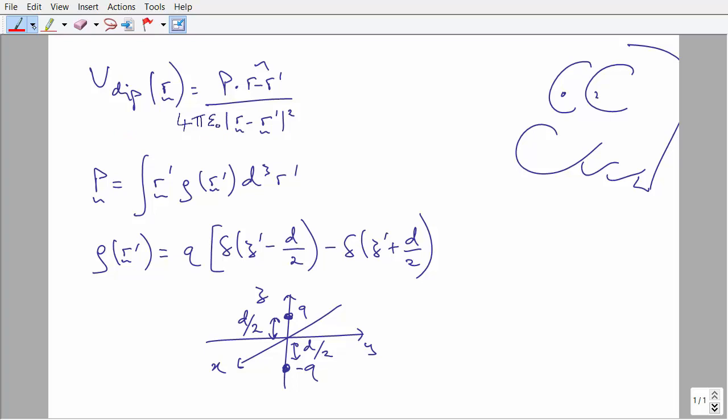And remember that the expression is valid when our point of observation is distant. That is, it's large compared to, in this case, mod R would be large compared to d/2. So let's now substitute this expression into this expression here, and then once we've evaluated the dipole moment, we'll put it in here to get the dipole potential.